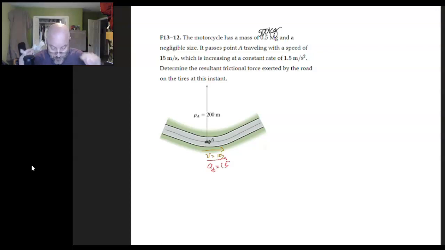Okay. So they're giving us lots of kinematics information. Our job is to find a force. Okay. Now, it's going to be a static force because, hopefully the motorcycle's not sliding around its turn. Maybe if he's a really badass rider, he could do that. But, so we're going to assume he's not sliding.